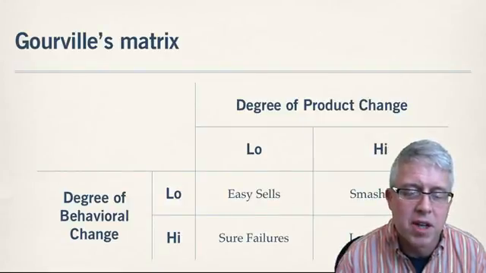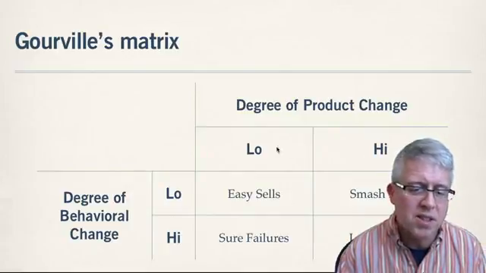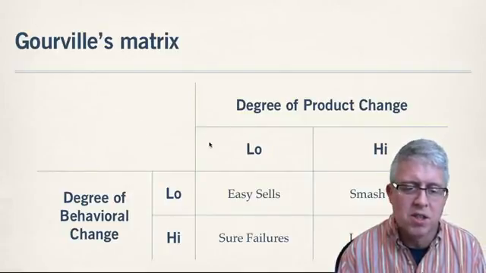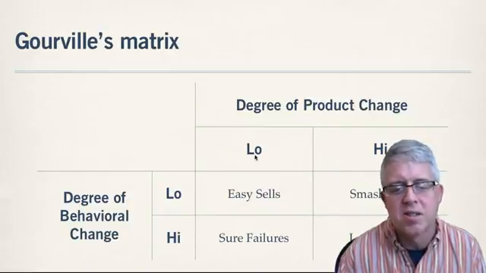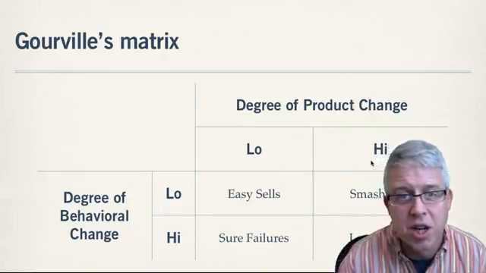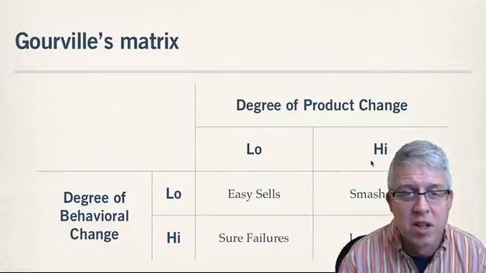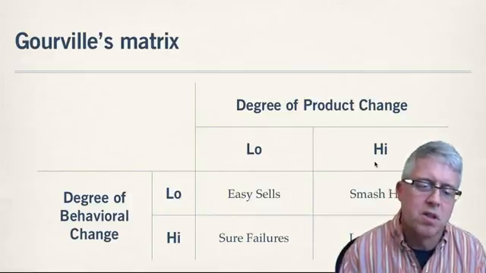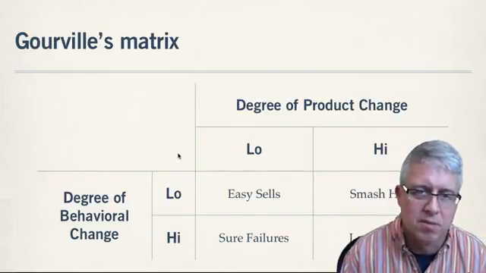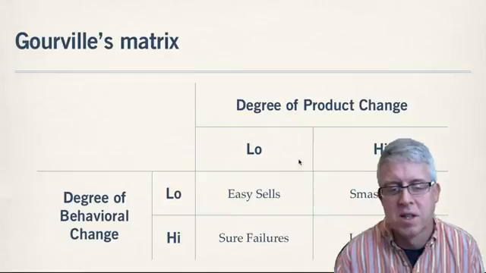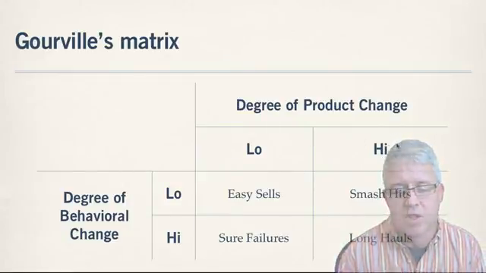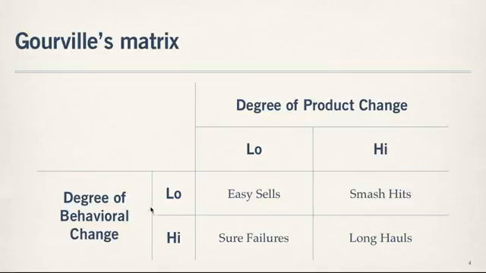If it's degree of product change negative, okay, this is sort of ignored here. This is negative product change. The idea here is that we're making a positive change, okay? A positive change. Everything about this product is worse. Well, we're going to go over here and it's not even going to make it into the matrix. So the idea here is this is degree of positive product change, real high, and degree of behavioral change. So if consumers don't have to change much and there's a big change in the benefits to the consumer, then it'll be a smash hit.